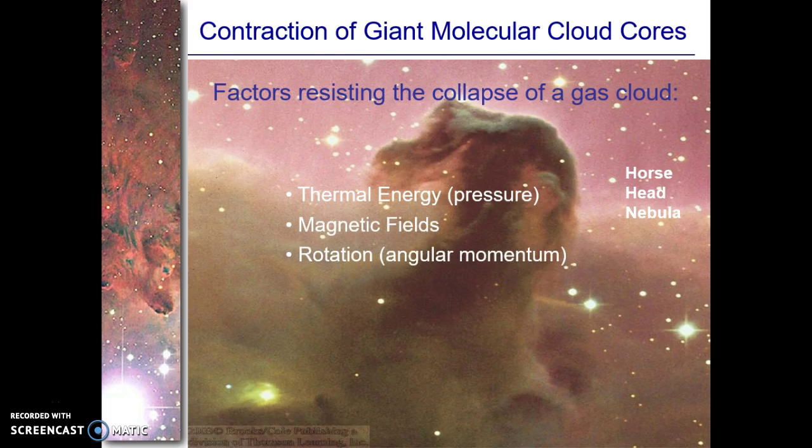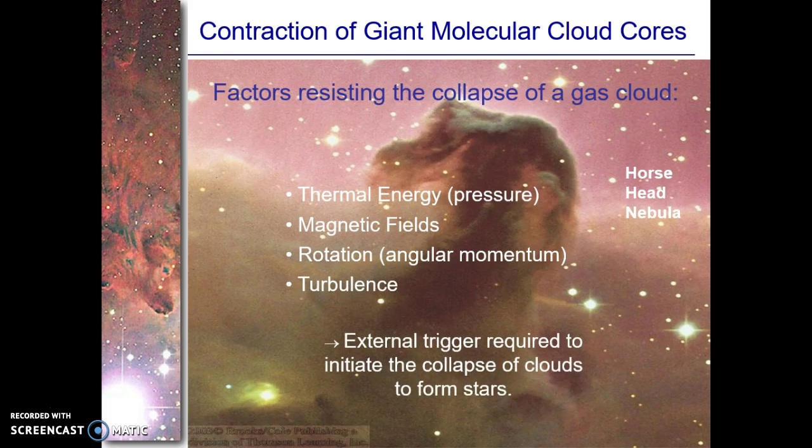Here it says the factors resisting the collapse of a cloud. So what are some reasons that they won't collapse or condense in and form the energy needed to fuse the hydrogen? Well, they might have too much thermal energy, which increases the pressure. Their magnetic fields might not allow it. Their rotation or angular momentum might not allow it, and they might have some turbulence from solar winds. So you need an external trigger to collapse the clouds.